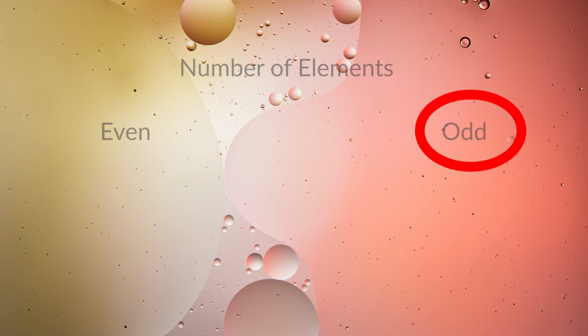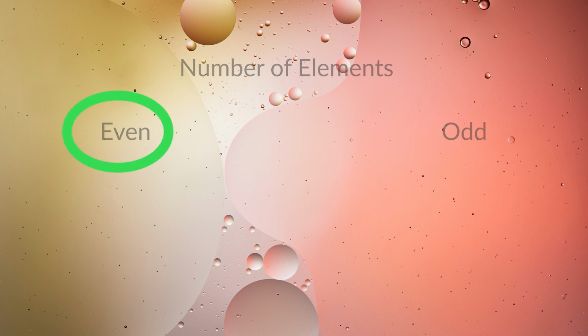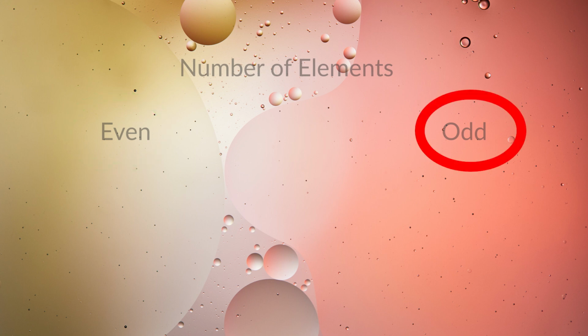But what if the dataset has an odd number of elements? That is where the problems begin. Remember, with an even number of elements, we always have an agreement, but with an odd number of elements, we can only agree on the median.